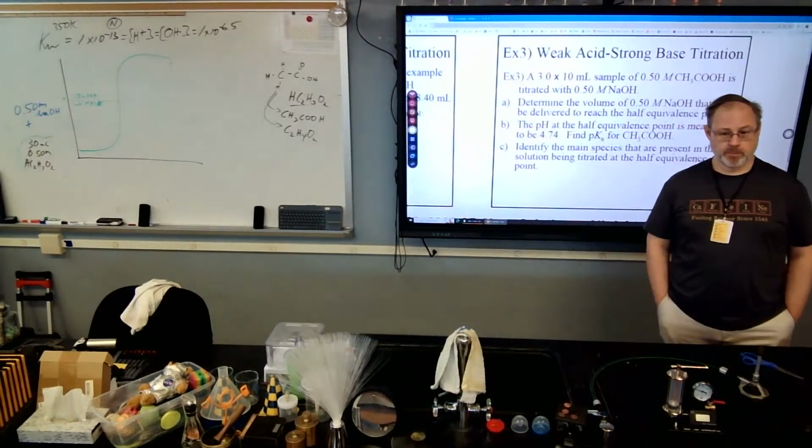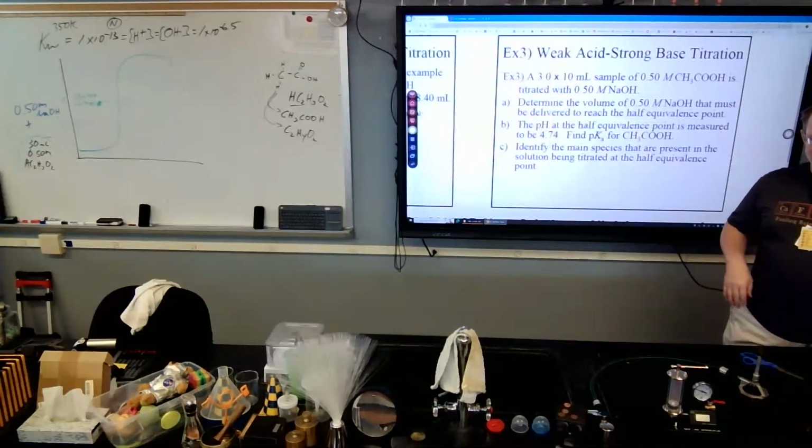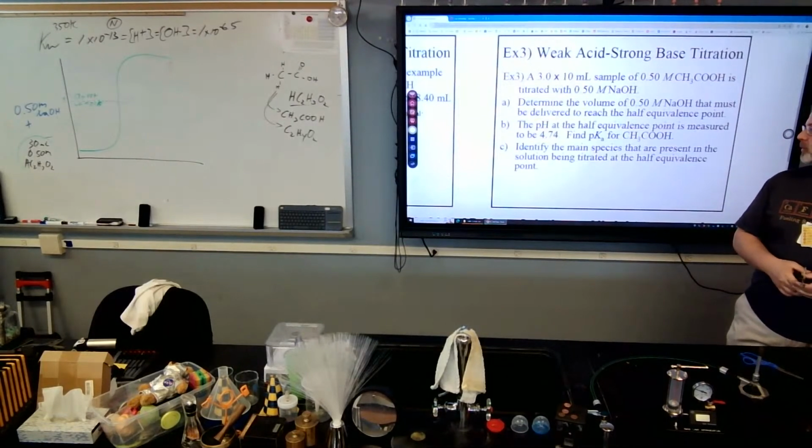Isn't that called the perfect buffer, or is that a different thing? The perfect buffer is when the pH equals the pKa. Yay! That's what makes it easy.